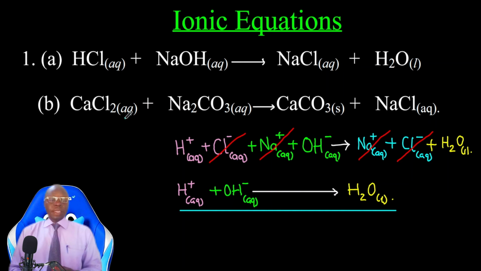So let's move to the second part of this question here, and that is B. And here we have calcium chloride reacts with sodium carbonate to produce calcium carbonate, which is solid, and this is a white precipitate, and also sodium chloride as an aqueous. So we can see here that this part is solid and it's not going to ionize, and we have three of these which will ionize. So let's go ahead and write them in terms of their ions.